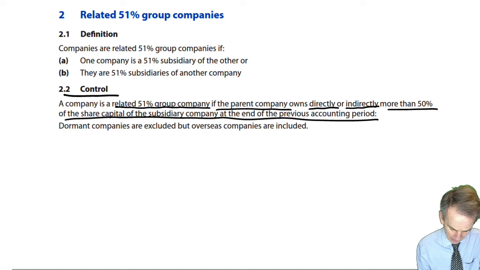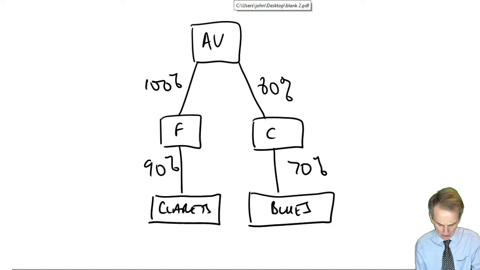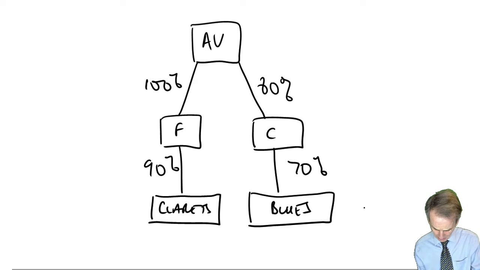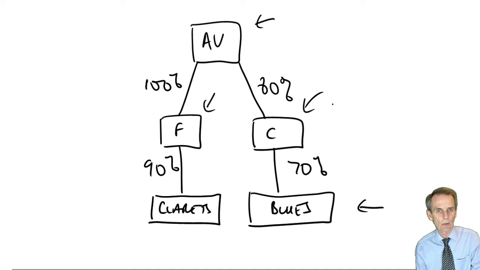So, looking at our little diagram of the AV group of companies, this is specifically an issue, to begin with, dealing with Company Blues. Who is most definitely related? Well, Company AV, of course, is related with its own direct subsidiaries. If they're subsidiaries, you own more than 50%. So, of course, they are related 51% group companies. So there's 3 companies so far.